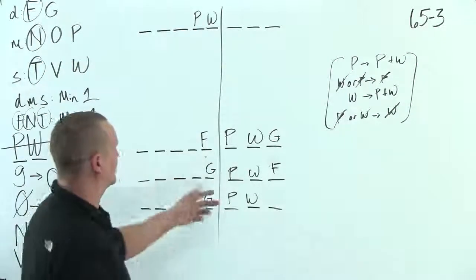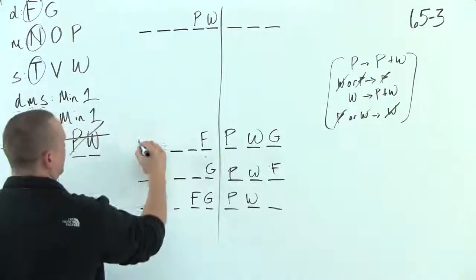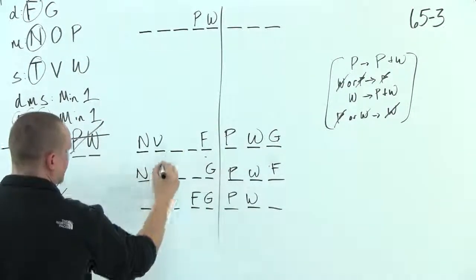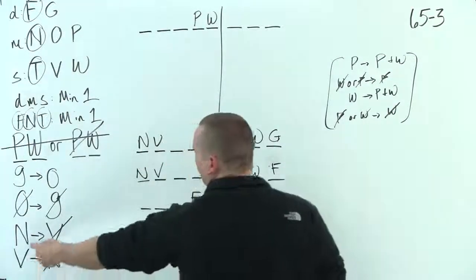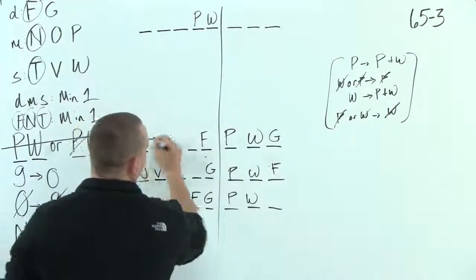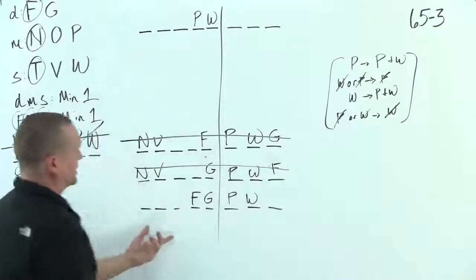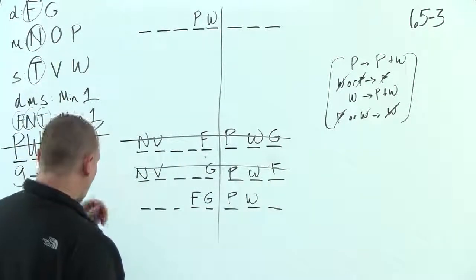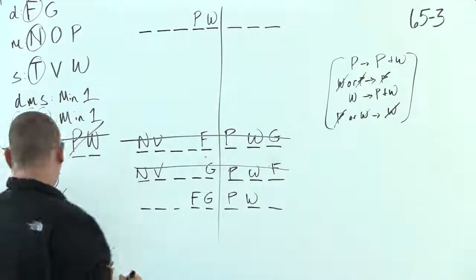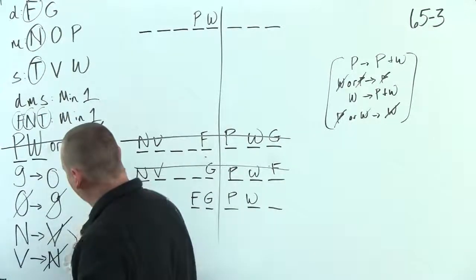Okay, so let's think about what happens here. Well, let's go with this. We know that that's going to have to happen, and if there's an N, there can't be a V. These just fall out automatically. And so now we're left looking at this. Well, you should understand this rule.